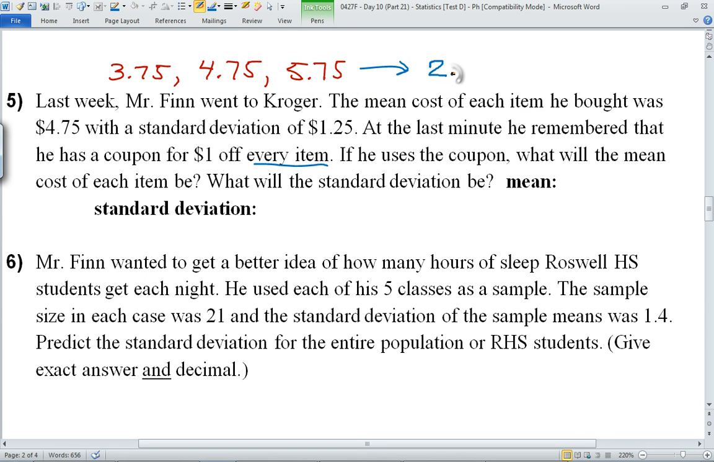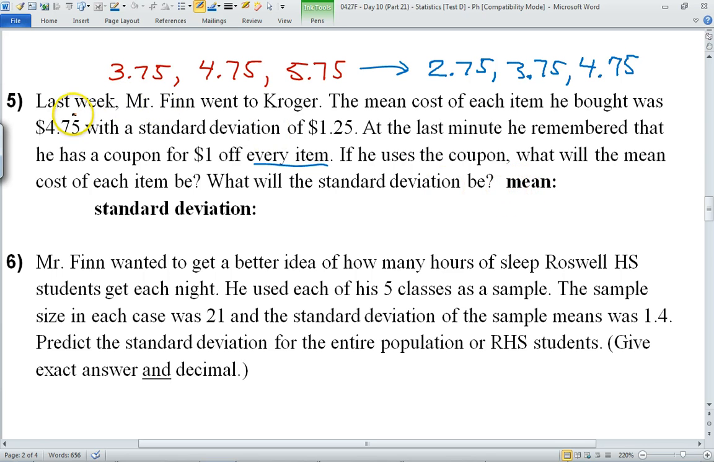Well, it's $1 off everything. So, this would become $2.75, $3.75, and $4.75. Okay? So anyway, if we take $1 off every item, then the mean of everything is going to decrease by $1. See how these are all $1 cheaper? So if everything gets $1 cheaper, then the mean is going to decrease by exactly $1.